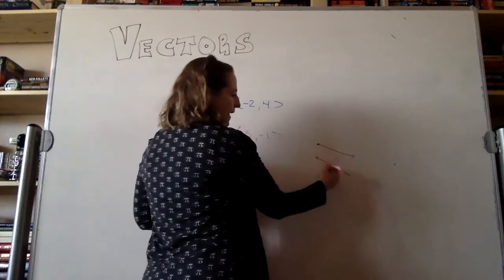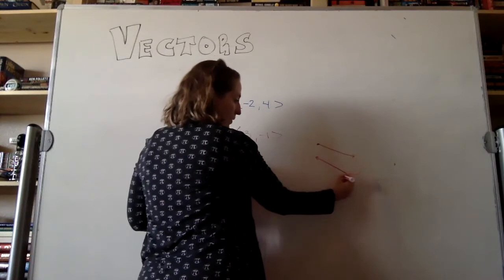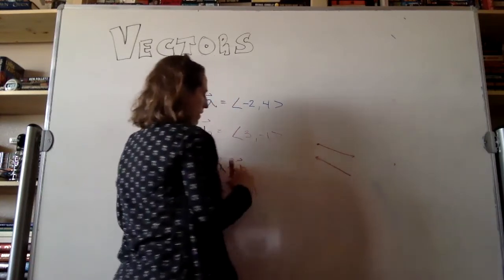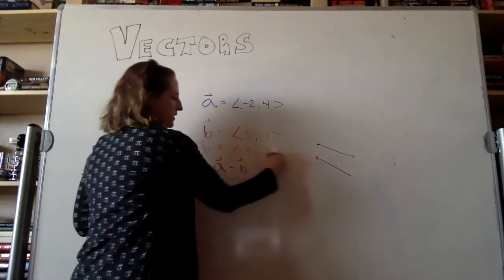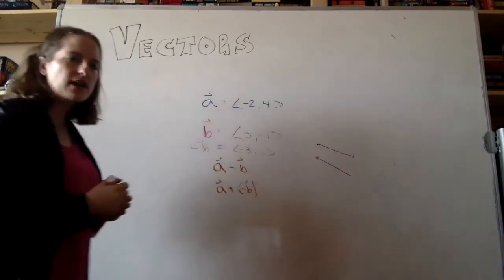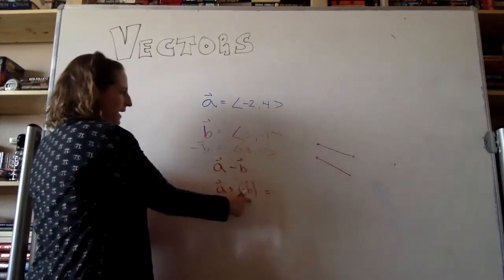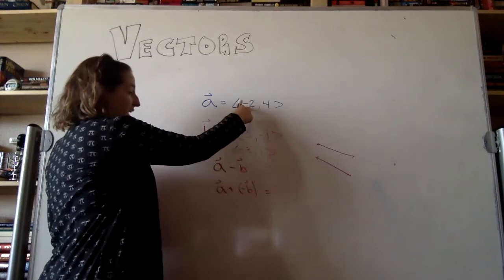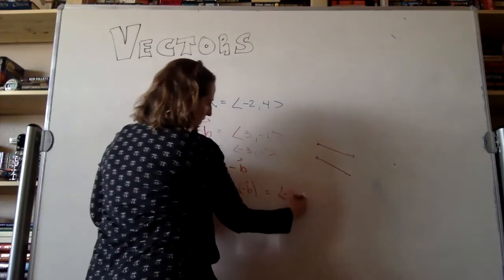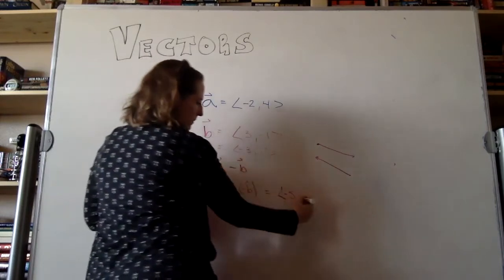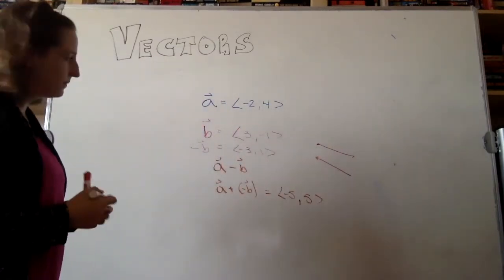So conceptually, that means our starting point is flipped, so we're starting down here, which means we have to go to the left, 1, 2, 3, and up 1. So negative B is going to look like negative 3, positive 1. In other words, it just flips the sign of all of our components. Then if we think about adding component-wise, A plus negative B is negative 2 plus negative 3, which is negative 5, and 4 plus 1, which is 5. So A minus B would be negative 5, 5, okay?